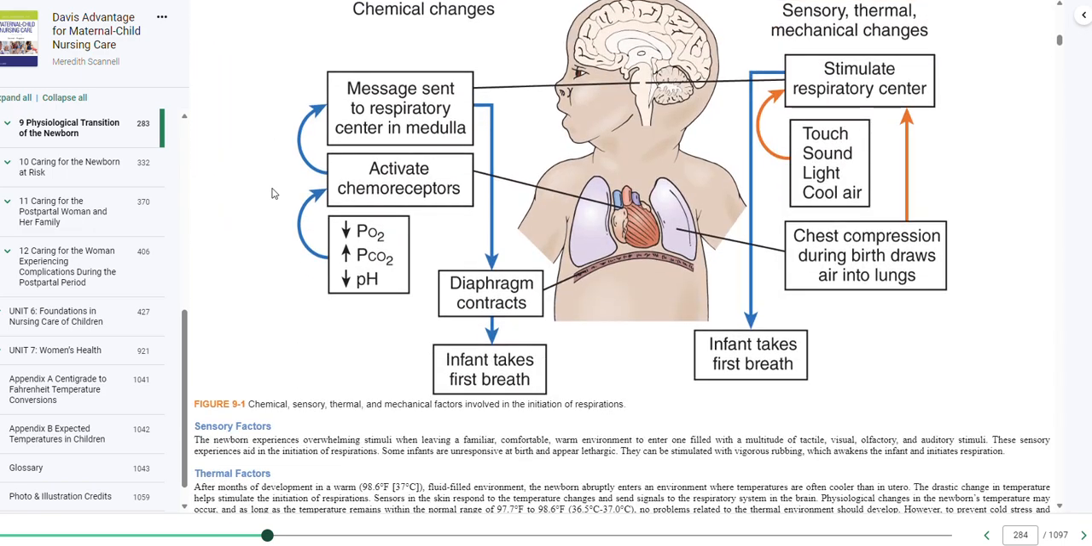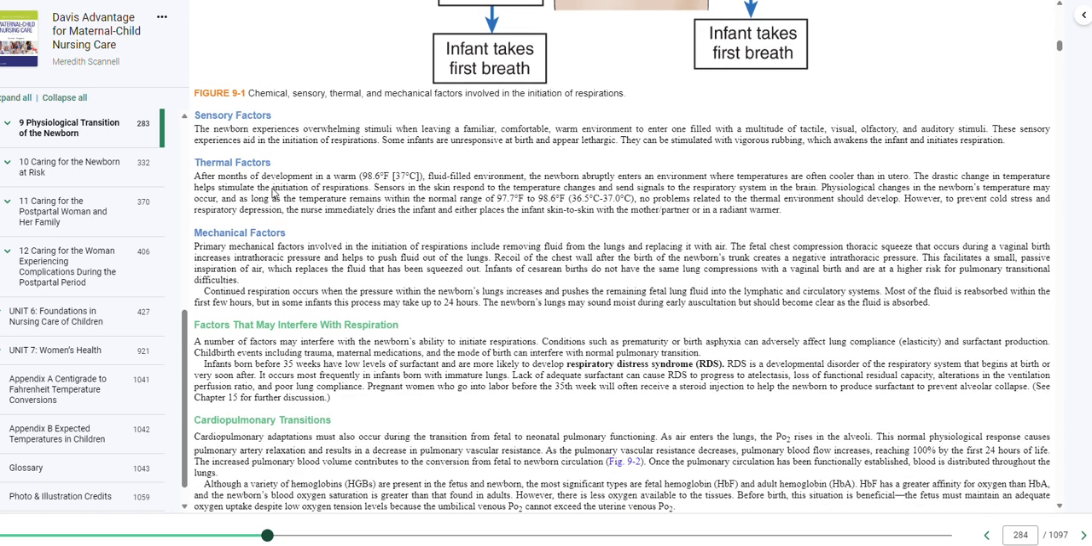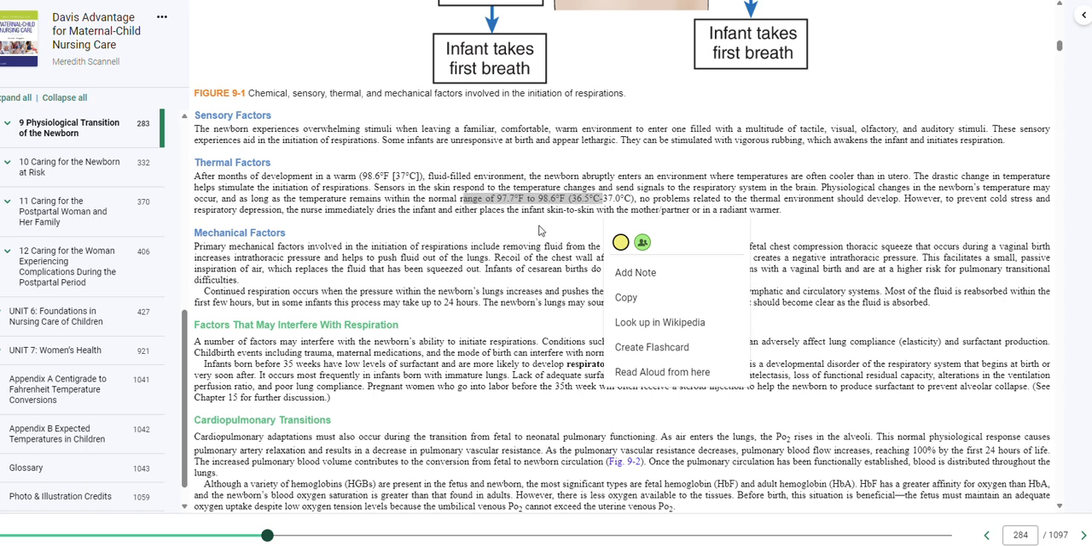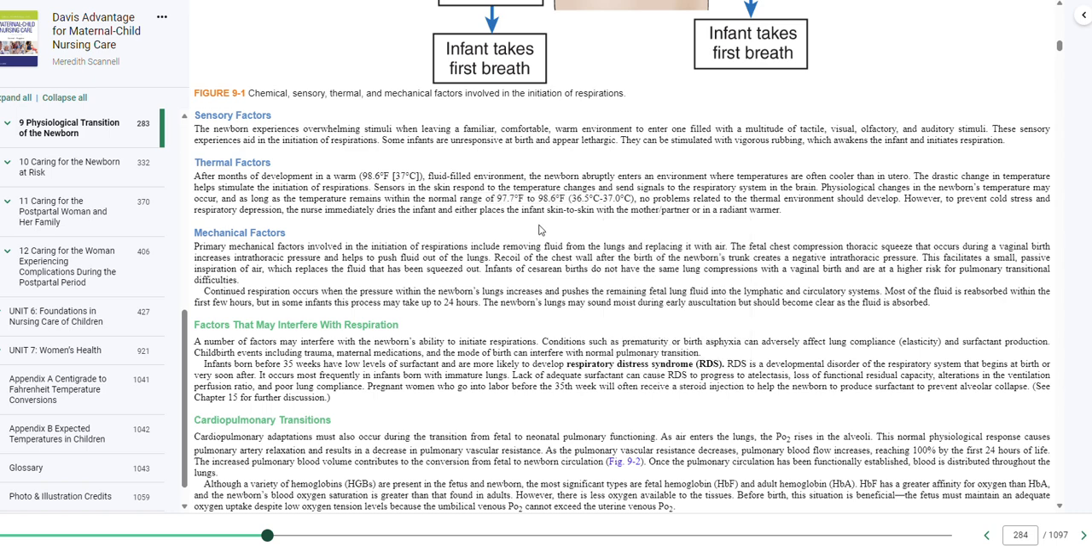Then look over on page 285, and it's discussing the thermal factors. Also, another wink and a lollipop is the drastic changes. So the drastic change in temperature, which is right here, helps stimulate the initiation of respirations. Wink and a lollipop. The normal range, another wink and a lollipop, is 97.7 to 98.6. Another wink and a lollipop.